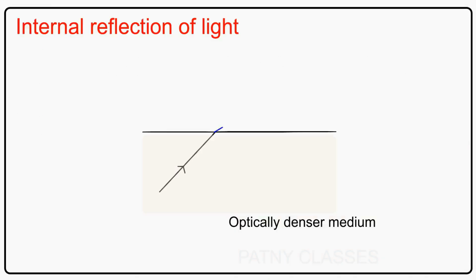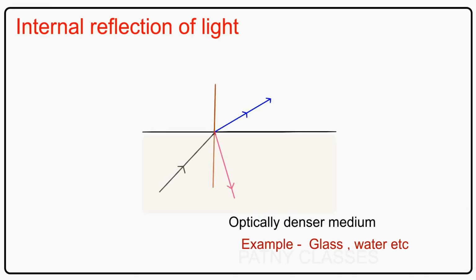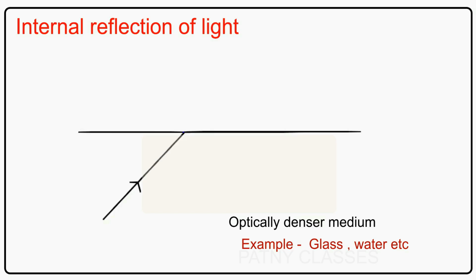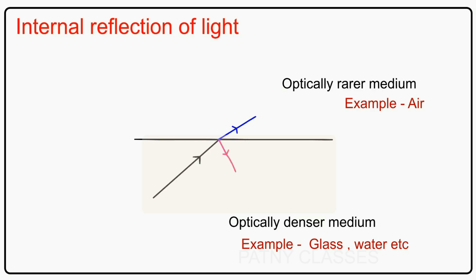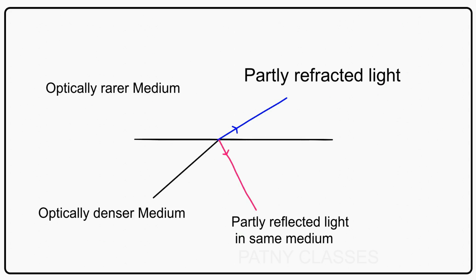When a ray of light travels from optically denser medium to rarer medium, a part of light is refracted into the second medium and another part of light is reflected back into the same medium. It is called internal reflection of light. From this, it is clear when the light travels from denser to rarer medium, it is neither totally refracted nor totally reflected. It is partially refracted and partially reflected.